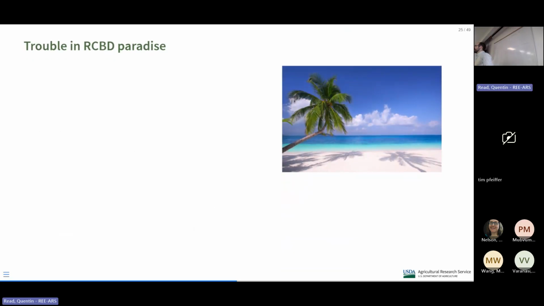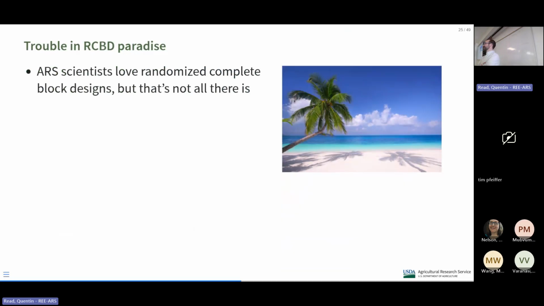I like to say that there's trouble in randomized complete block paradise because honestly, I feel like ARS scientists are in love with RCBDs. Whenever they set up an experiment, the first thing that goes to their mind is RCBD, and they love that design. But it's not always the best, and there's other ones out there that are kind of underutilized by ARS scientists, and not just ARS. I shouldn't single out ARS, but scientists in general.